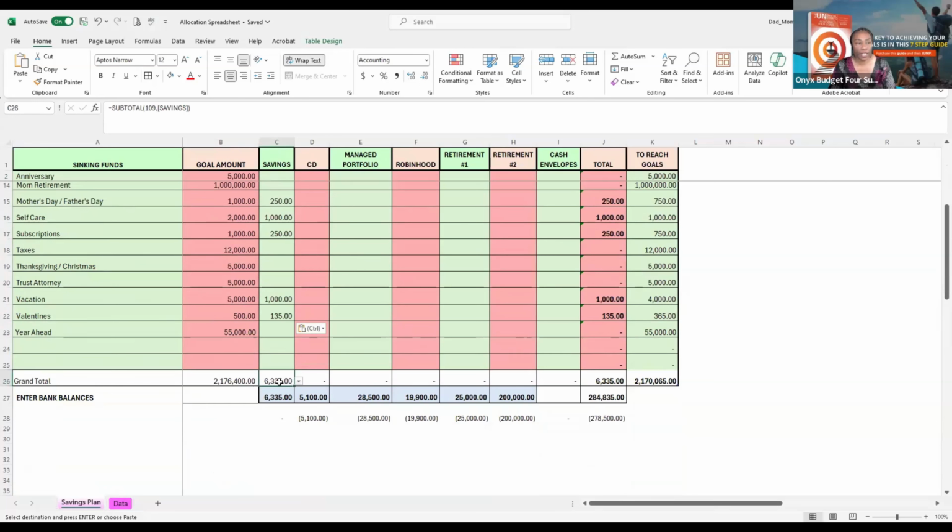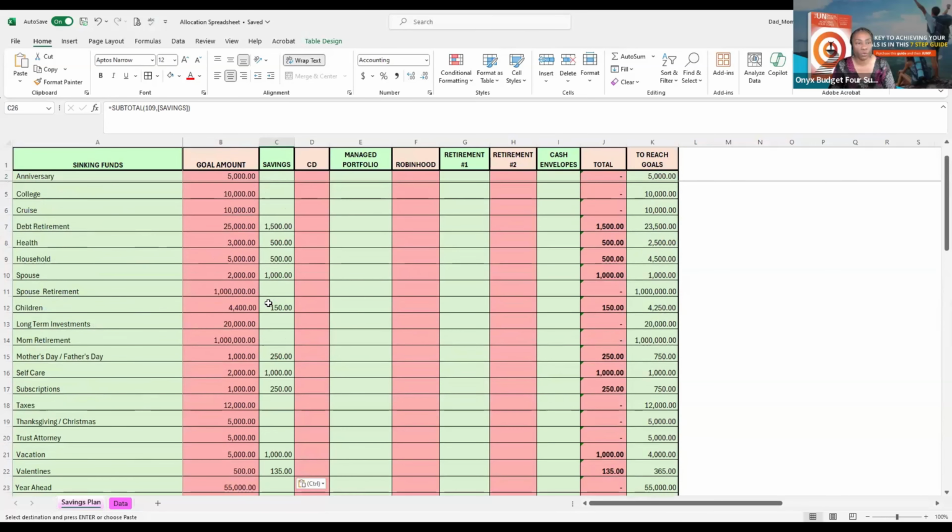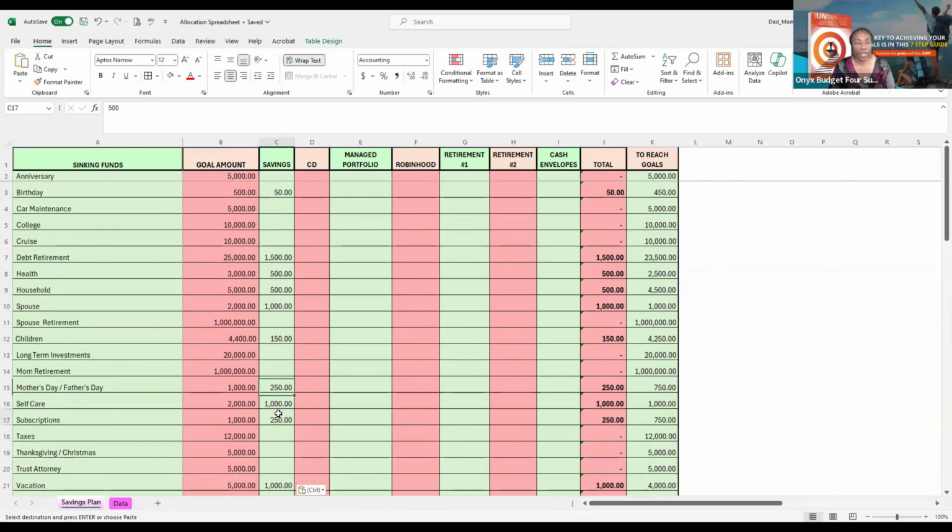So there's $6,000 in the account, and this is where it's allocated. If I wanted to spend birthday money of $50, I could take it out of the savings account. Here's what's key. What's in your savings is money that you will need in the near future.